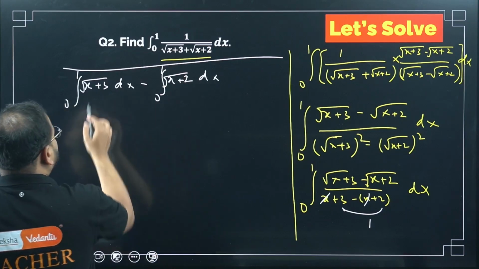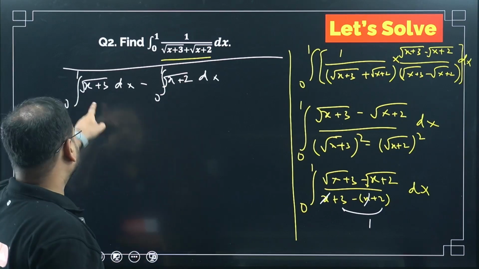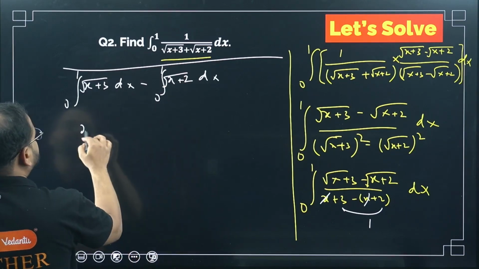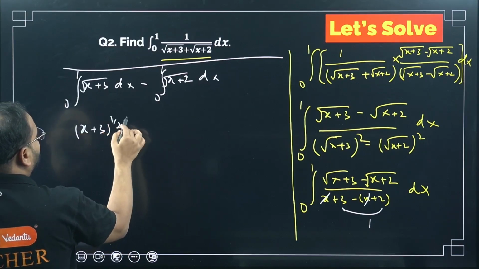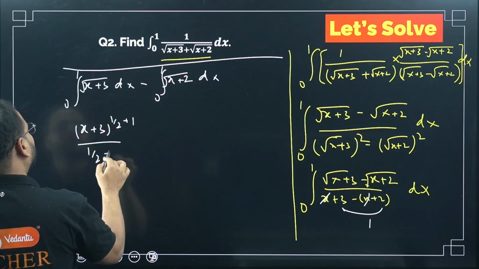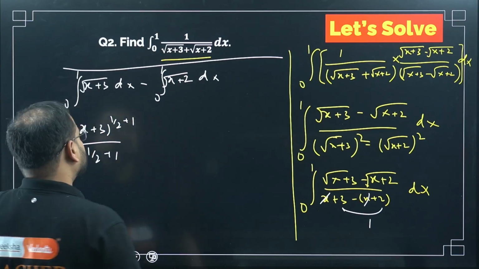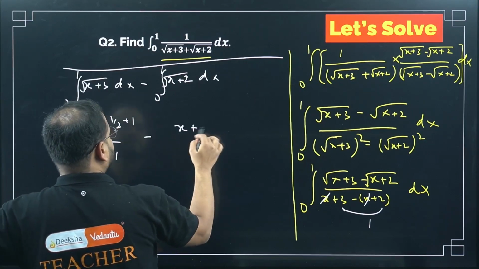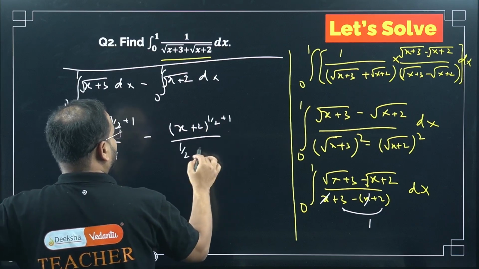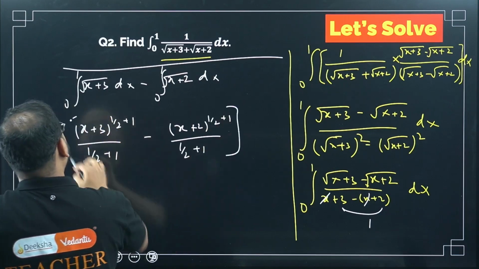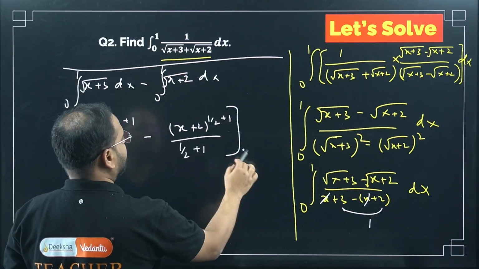Let's integrate this. What is the integration of this? Simply the same formula. The power is what? 1 by 2. I'll write it as (x+3) to the power 1/2 plus 1 upon 1/2 plus 1. Same thing over here: (x+2) to the power 1/2 plus 1 upon 1/2 plus 1. The whole thing is in the limit 0 to 1.